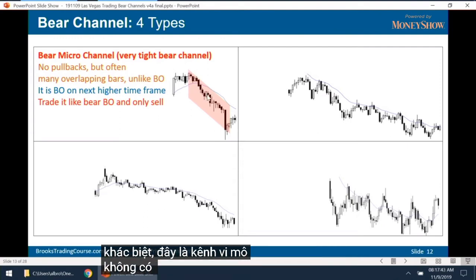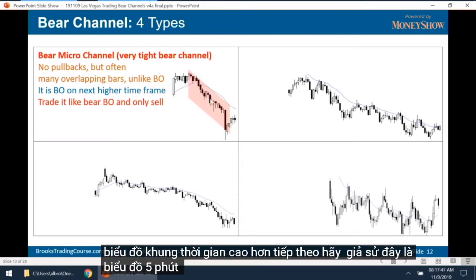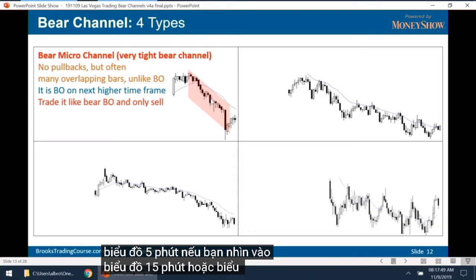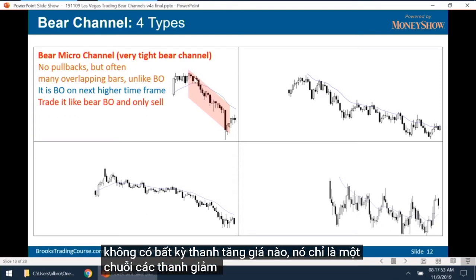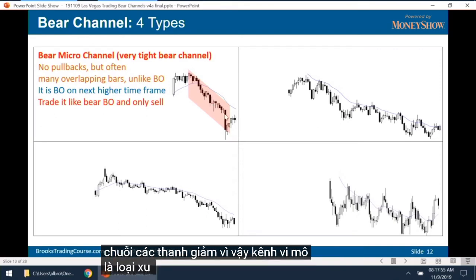There are no pullbacks. And on the next higher time frame chart, let's say this is a 5-minute chart. If you look at a 15-minute chart or a 30-minute chart, you don't have any bull bars. It's just a series of bear bars. So a micro channel is the strongest type of bear trend, and you only want to sell.